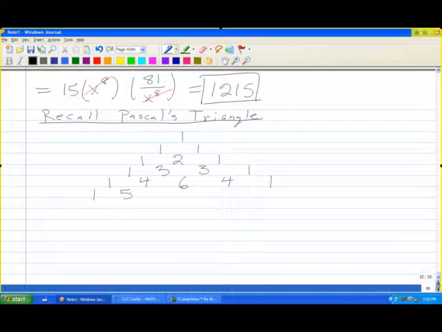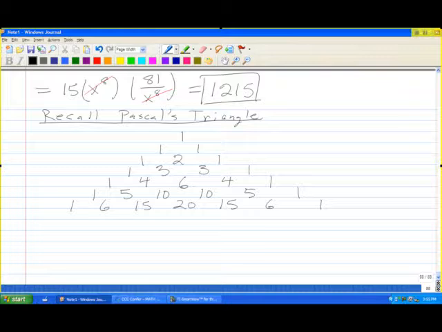1 plus 4 is 5. 4 plus 6 is 10. 6 plus 4 is 10. 4 plus 1 is 5. Drop down to 1. 1 plus 5, 6. 5 plus 10, 15. 10 plus 10, 20. 10 plus 5, 15. 5 plus 1, 6. Drop down to 1. Okay.